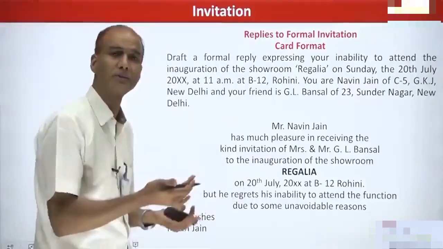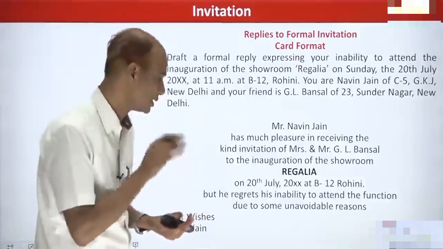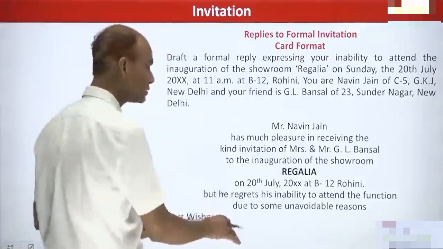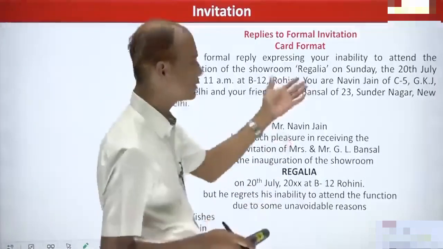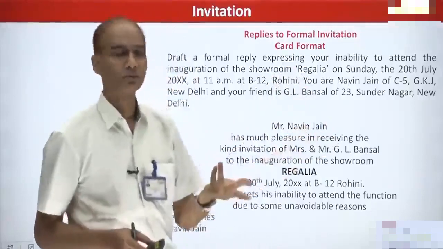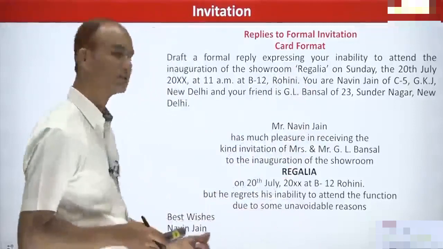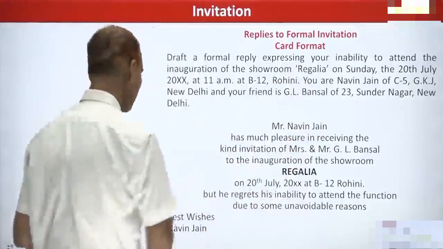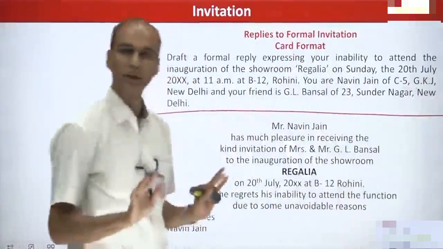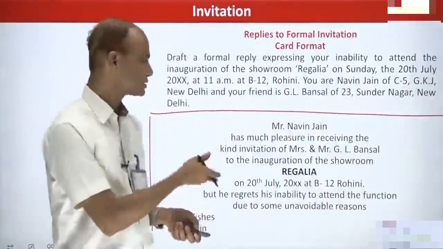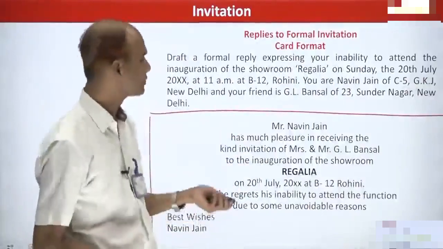We have not given the reason, but we have written that he won't be able to attend. He regrets that, and he has mentioned simply unavoidable reasons. As a reason is not given here either, you don't have to bother about that. You simply use this language and then best wishes, Naveen Jain. Put this in a box. And this is over. Just 5-6 lines and the task is over, 3 out of 3.